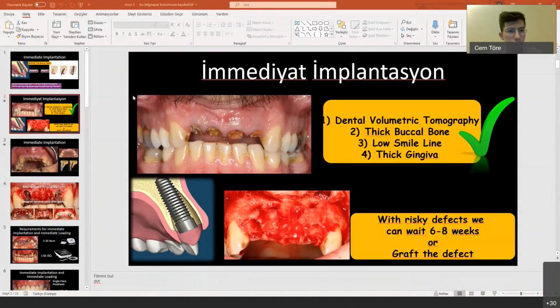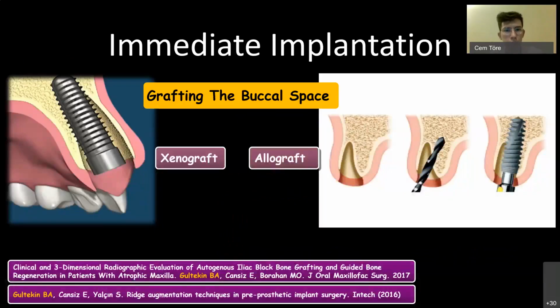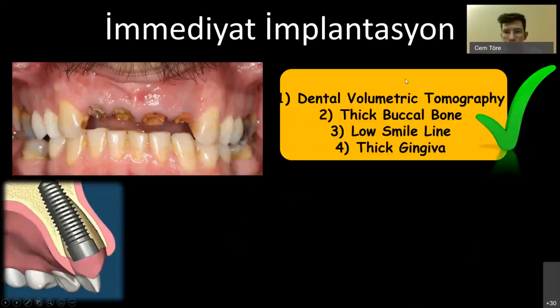Like we said, we take our dental volumetric tomography. A thick buccal bone is good to have. A low smile line will hide any mistakes in the midsection. And thick gingiva also does the same.